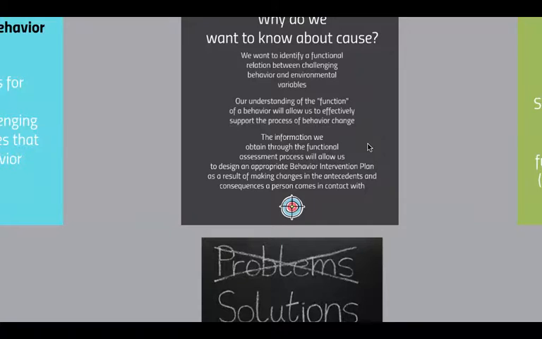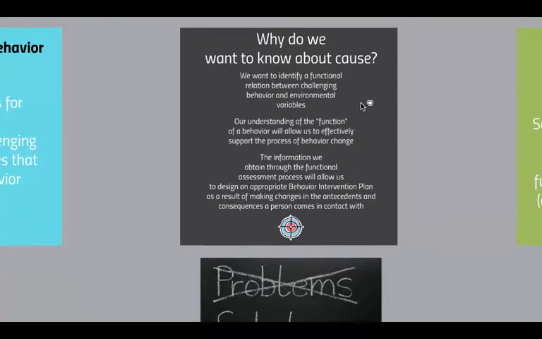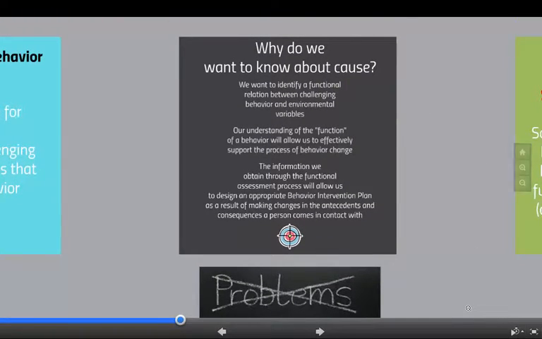Well, first we want to identify a functional relation between challenging behavior and environmental variables. The reason that that's important is because when we identify the environmental variables that are responsible for maintaining or accelerating a problem, we are then in a position to adjust those variables. So it's our understanding of the function of behavior that allows us to effectively support the process of change. As a result of understanding the function of behavior, we can then develop a behavior intervention plan. So the information that we acquire through the functional assessment process lets us design the very specific individualized intervention for the person that we're supporting.